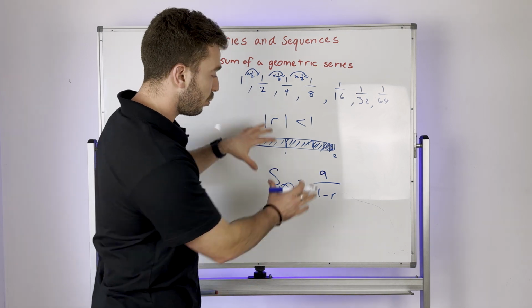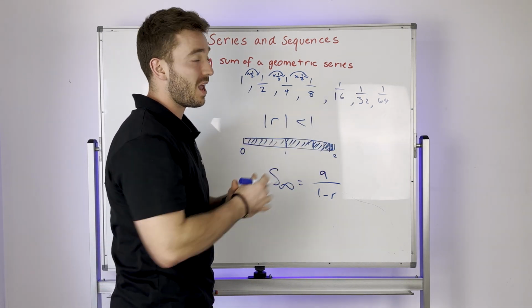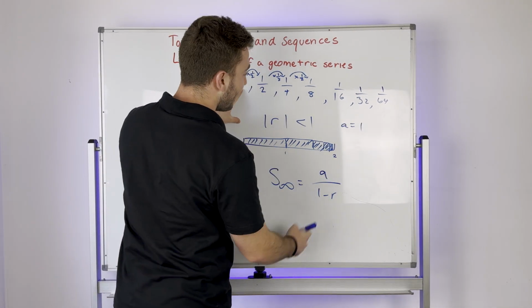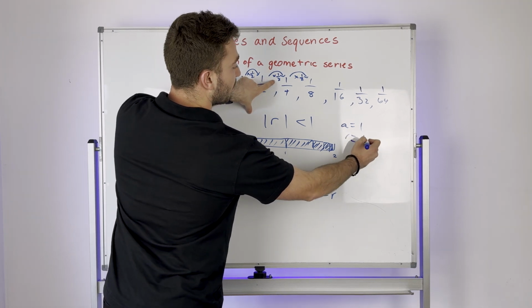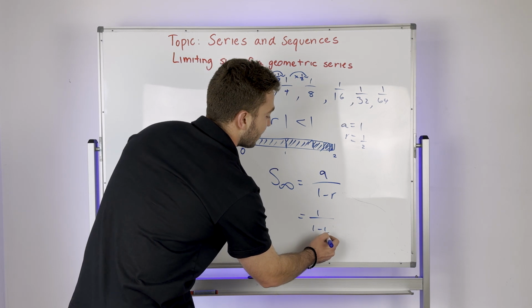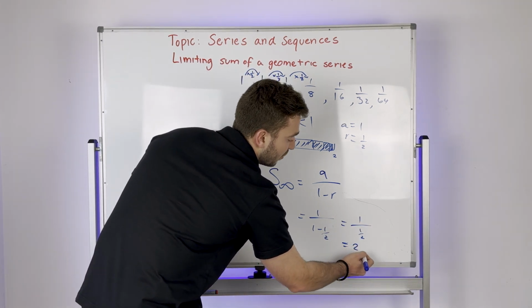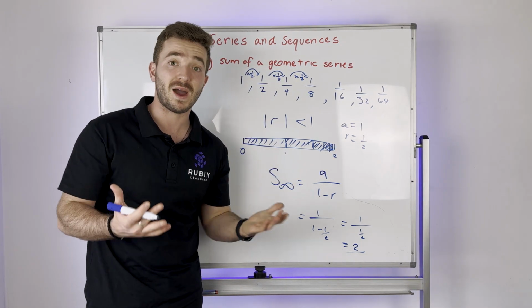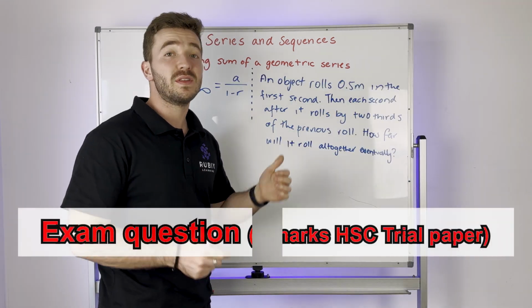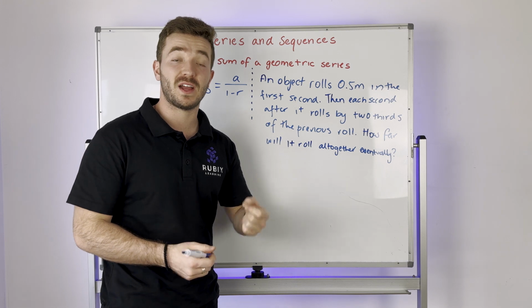So if we were to apply this formula to this geometric sequence, and we were to add every term up until infinity, we can see my first term a is equal to 1, and we know that my ratio we solved before is equal to a half. Subbing that in, it's 1 over 1 minus a half, that is equal to 1 over a half, which is just equal to 2. And as you can see diagrammatically, we approach, but we never actually reach the number 2. Now that we know the limiting sum of a geometric series, let's do a 2-mark HSC Math Advanced trial question.